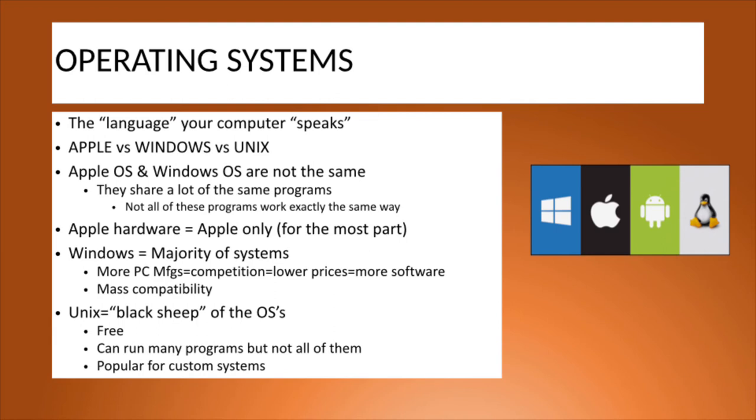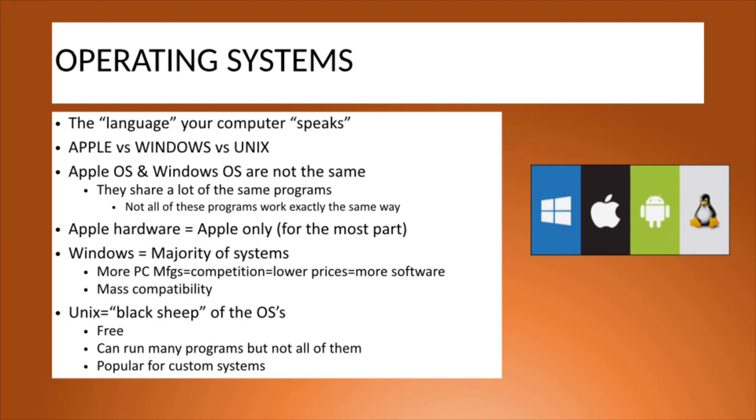And then Unix is the black sheep of the OSs, but it's still present in a lot of places where people aren't really paying attention, especially when we talk about the Internet of Things, and we're talking about devices like smart refrigerators and smart ovens, things like your smart thermostat and other house control systems. That's because Unix is a free operating system.